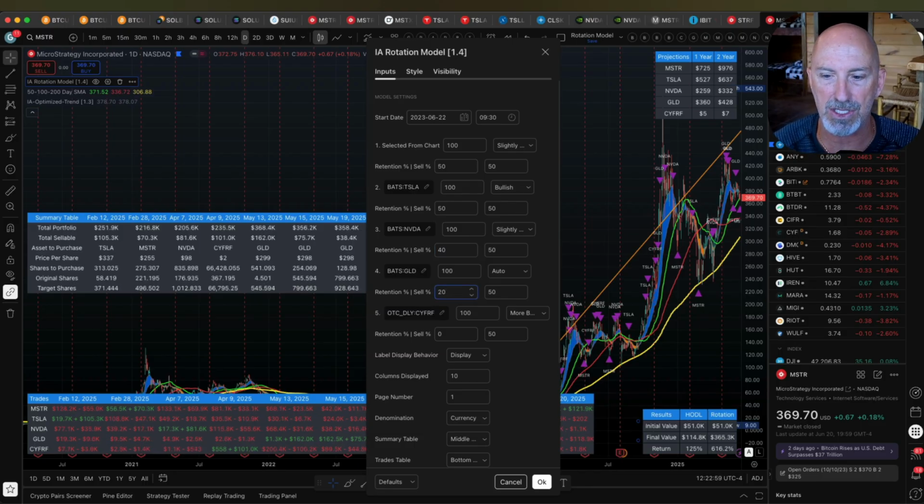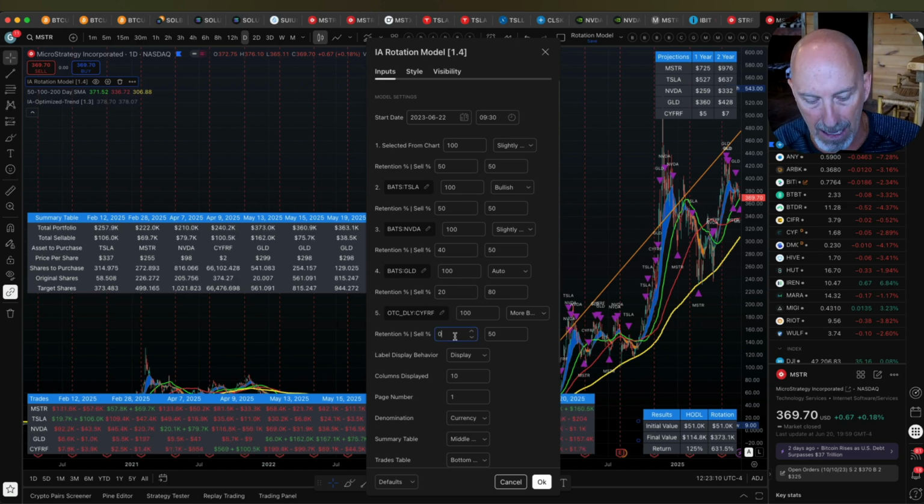I'm looking at it as just like a hedge, so I'll drop that down to 20%, and I'm willing to sell up to 80% of that at any given time. And on CYFRF, I'm all right only holding 10% of that because it's the riskiest one in my portfolio, and I'm willing to trade up to 90% of it at any given time, okay?